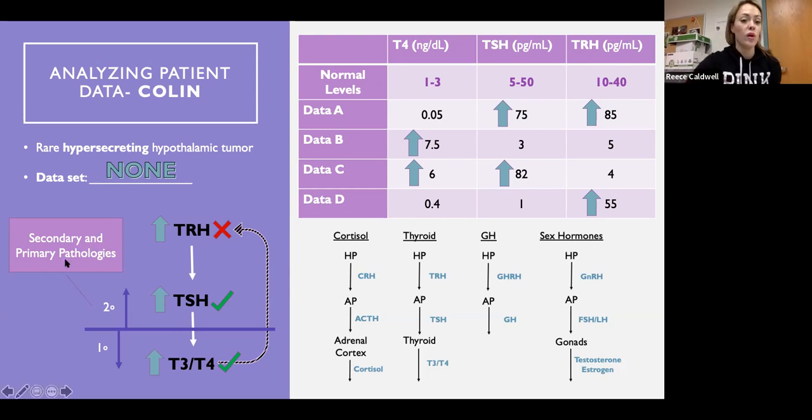So in this case, what type of pathology would this be? It would be a secondary pathology because it's occurring in one of those tropic hormones. It is an error occurring above our line that we drew out. It's specifically occurring at the hypothalamus, so it would be a secondary pathology. All right, awesome. Let's move on to our next patient.